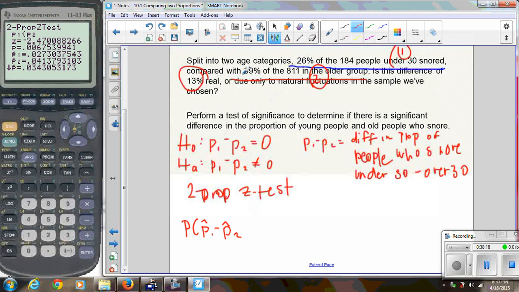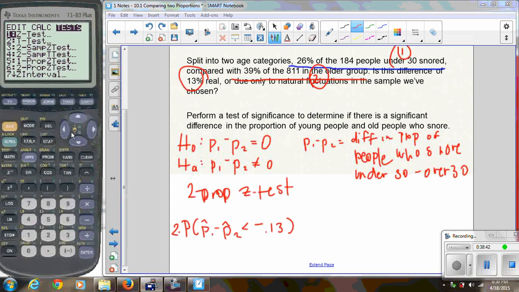And the way that I'm subtracting, because I'm looking at the younger group minus the older group, that 13% is actually going to end up being negative because 26 minus 39 is going to be a negative 0.13. Make sure you write it as a decimal as well. Because we're doing a two-tailed test, I also have to remember to put that 2 out in front. So the calculator is going to do the rest of the work for me.